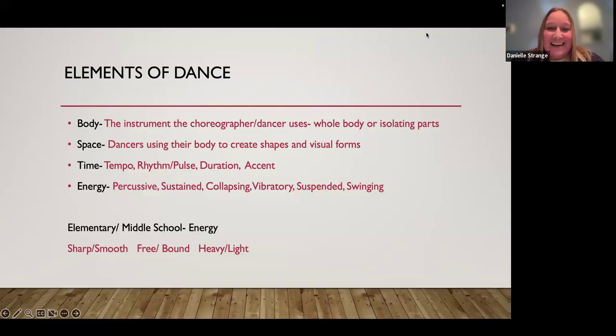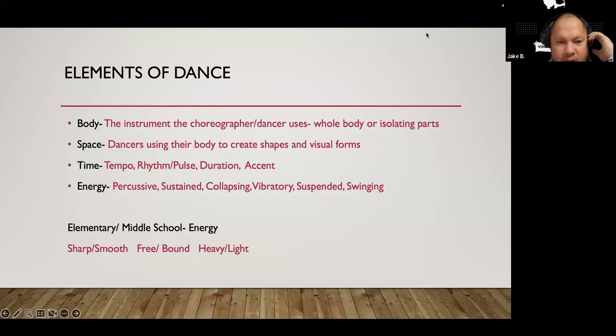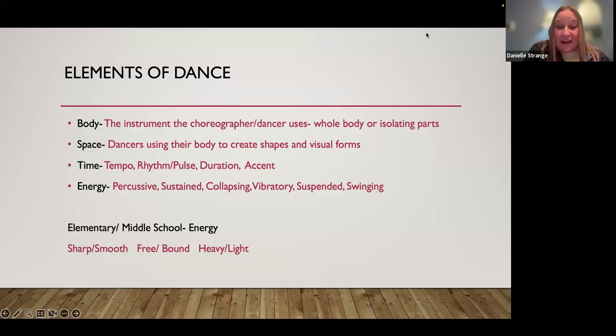No? Has anybody studied the elements of dance? Have you guys studied them in your classes? You can raise your hand or shout out. Can you hear me? Okay. All right. Hello? Yeah.